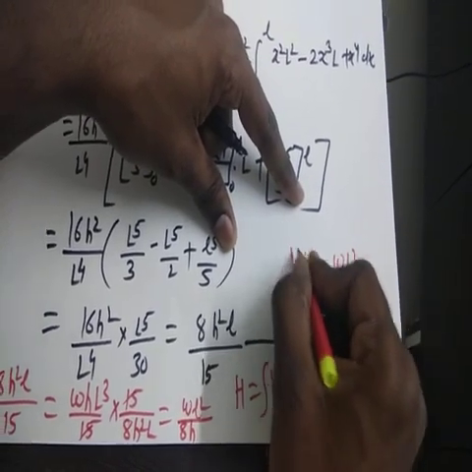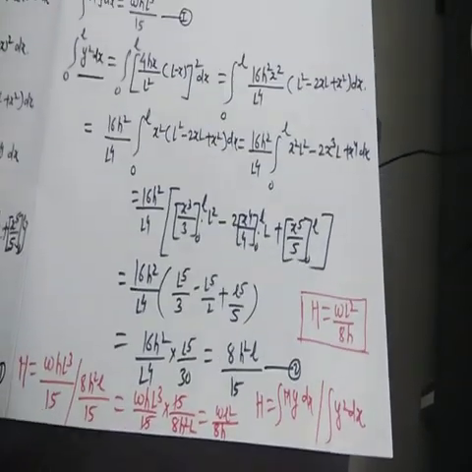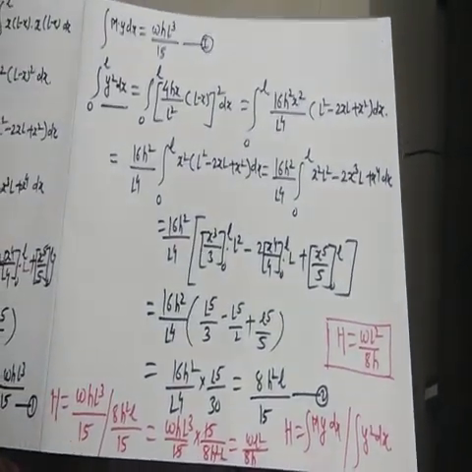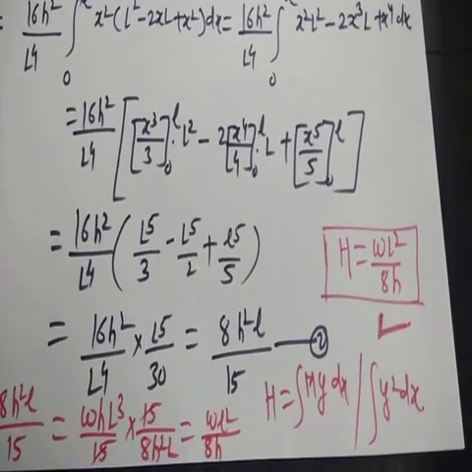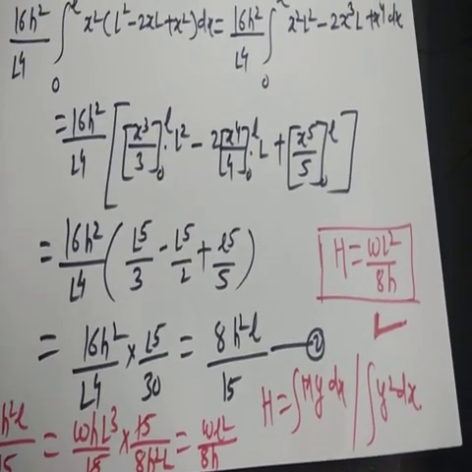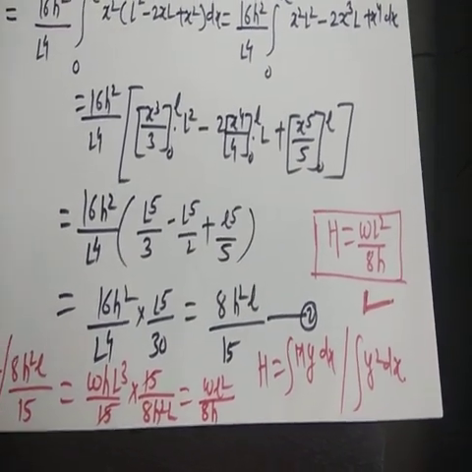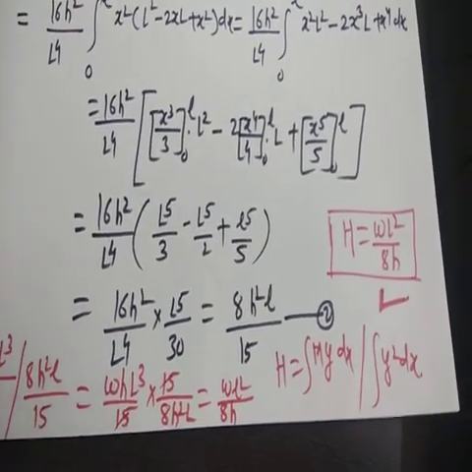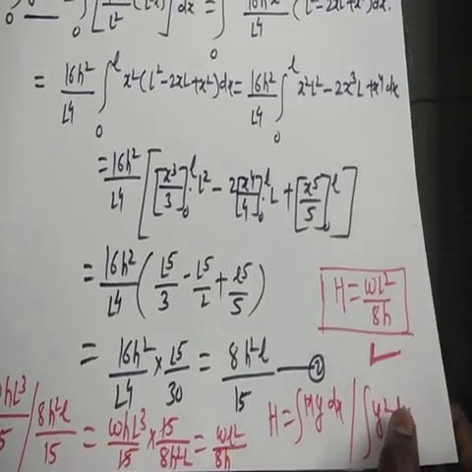This is the horizontal thrust when a two-hinged parabolic arch is subjected to UDL on the entire span. So this is the answer that you have to remember. Clear? Now for the third derivation, that is when a two-hinged parabolic arch is subjected to UDL on half span. So I will give you the hint. The remaining part you have to do on your own.